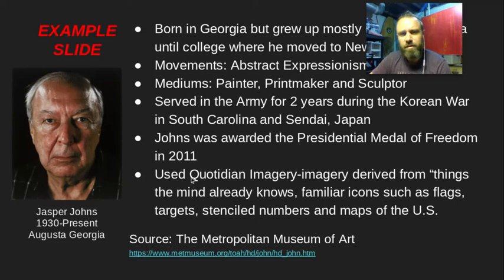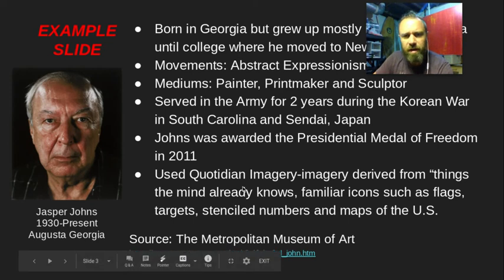and he uses a term which I'm not sure if I'm going to mispronounce here, but quotidian imagery. It means that it's imagery derived from things that we commonly know of. And that would be basic shapes or symbols that we don't even need to think about, that we already know as soon as we see them. So that would be like simple letters. And he did a lot of stencil art with letters and numbers and basic symbols like targets, American flags, things like that. And we'll see some of those maps, a lot of maps.